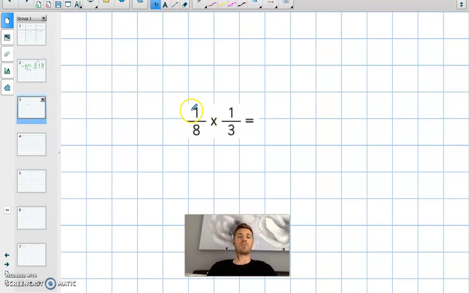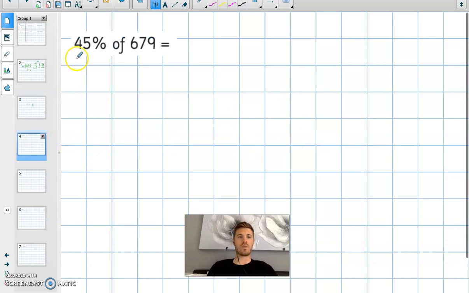When you multiply 2 fractions, you multiply the numerators first, so 1 times 1 is 1, and then 8 times 3 is 24. So 1 over 24 is your answer. Question 3, finding 45% of 679.